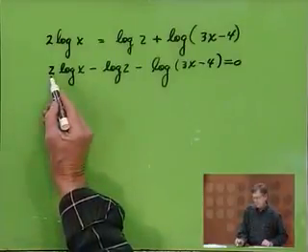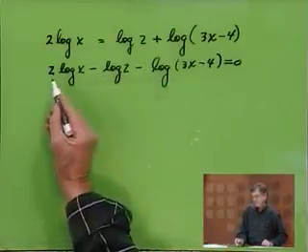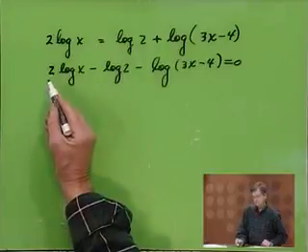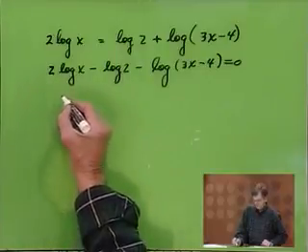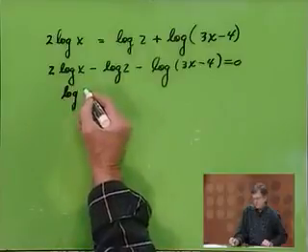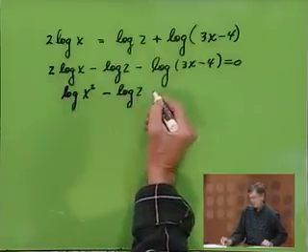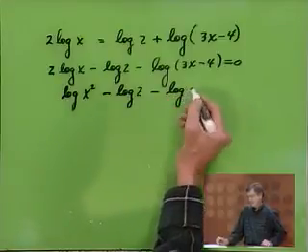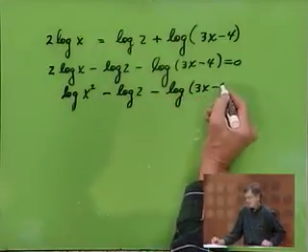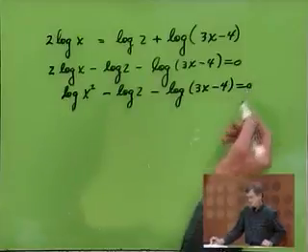Well, let's see, I've got a coefficient on this one, and I didn't on either of the others. What can I do with the coefficient? Change it to log x squared. Okay, so let's write this one more time as the log of x squared minus the log of 2 minus the log of 3x minus 4 equals 0.